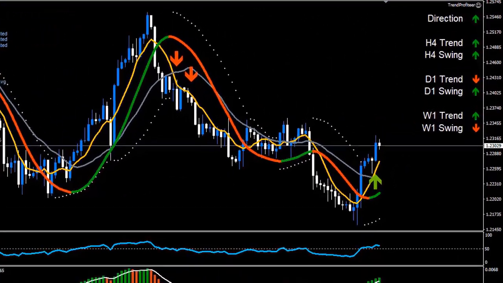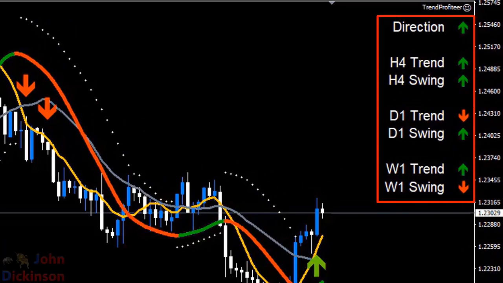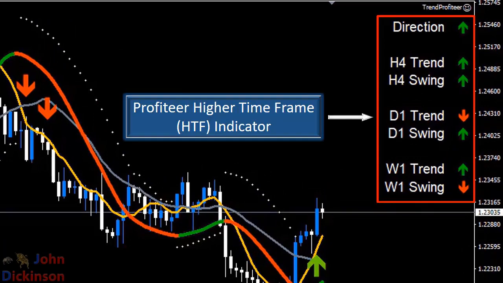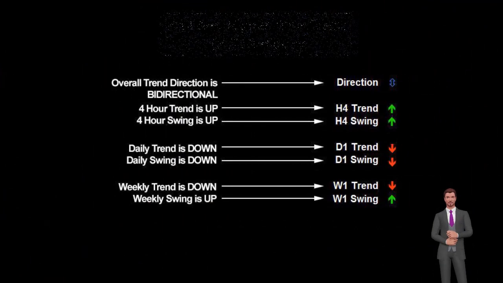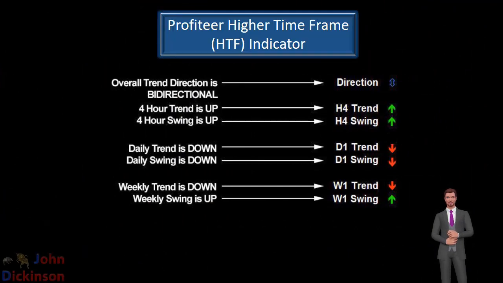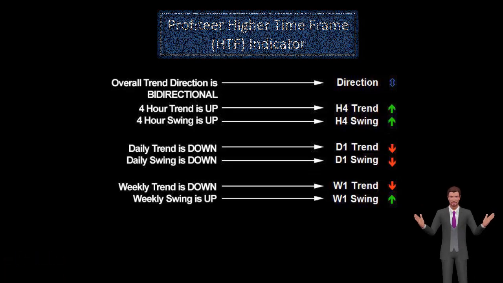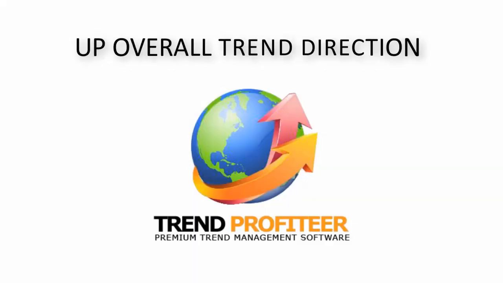The Profiteer Higher Time Frame Indicator displays the overall trend direction, as well as the direction of both the trend and swing, in each of 3 higher time frames, providing a total of 6 HTF directional indicators. If no more than 3 of the HTF directional indicators are in any one direction, a blue bidirectional arrow is displayed as the overall trend direction, suggesting that there is no dominant direction at the current time and only aggressive trades should be considered.